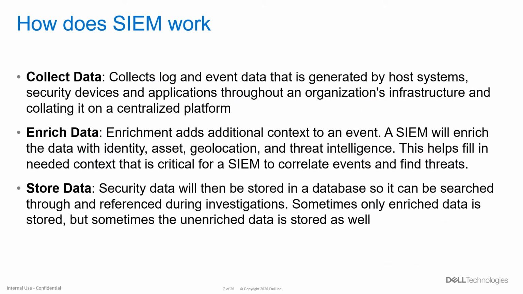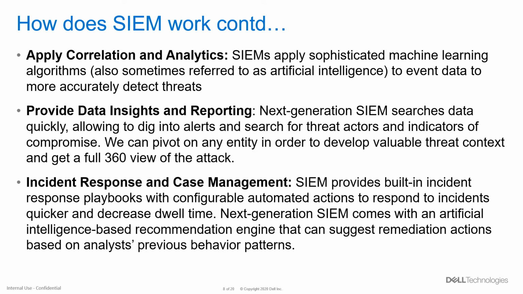Now, we understood the SIEM architecture, but how does SIEM work? SIEM works by collecting the data generated by host systems, security devices, and applications. It enriches the data with the additional context of an event. SIEM will enrich the data with identity, asset, geolocation, and threat intelligence, which is needed for SIEM to correlate events and find threats. Store data. Security data is stored in a database so that it can be searched through and referenced during investigations. Sometimes only enriched data is stored, but sometimes unenriched data is stored.